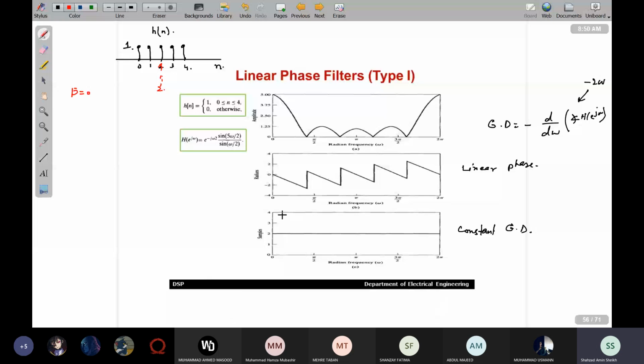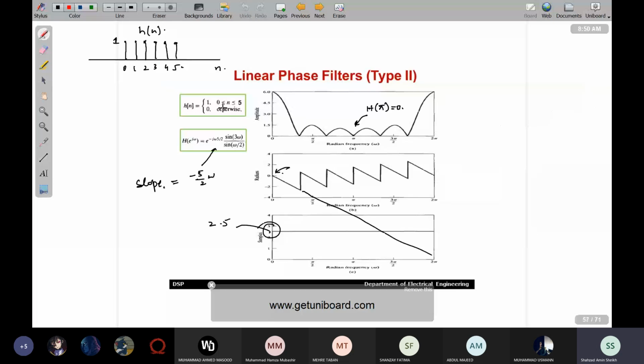Now let's move forward. This is a type 2 filter. Why type 2 filter? Because this time we have h of n equal to 1 for n between 0 and 5. So the number of taps is 6. So it's an even number of taps. And why is it type 2 and why not type 4? Because beta is equal to 0. Beta equal to 0 means even symmetry.